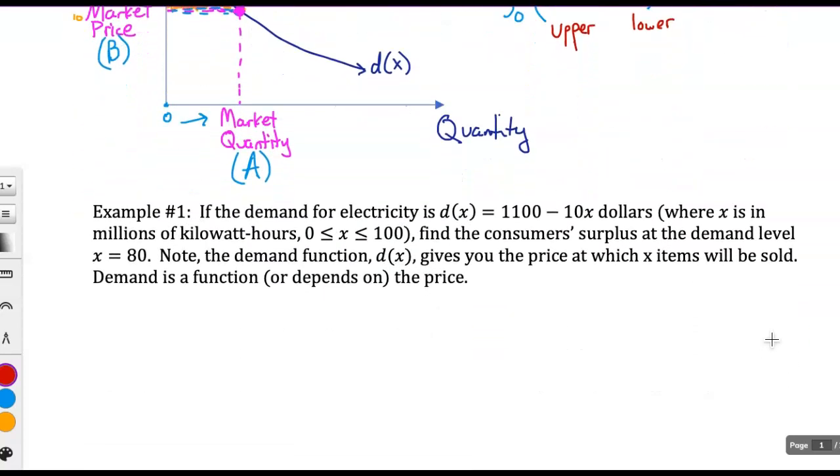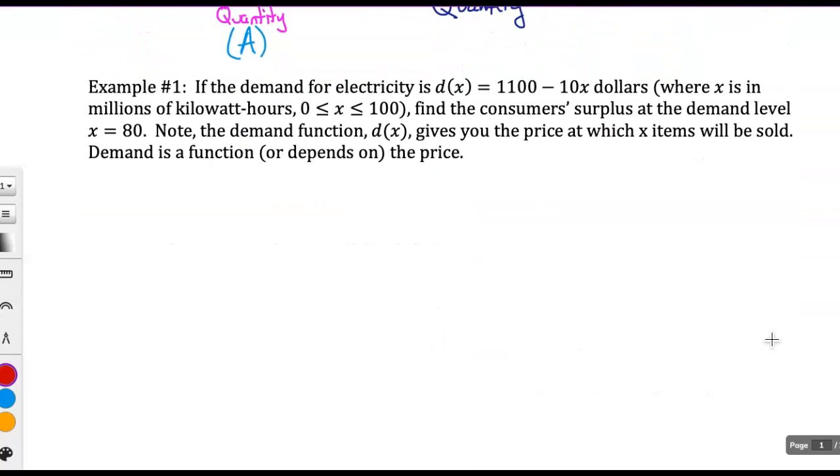So it says if the demand for electricity is D of X equals 1,100 minus 10x dollars, where X is in millions of kilowatt hours, find the consumer surplus at the demand level X equals 80. Okay, so I'm just going to sketch this real fast to get an idea of what's going on. You're going to be asked to sketch it on a test, but you're going to be asked to do consumer and producer surplus at once.